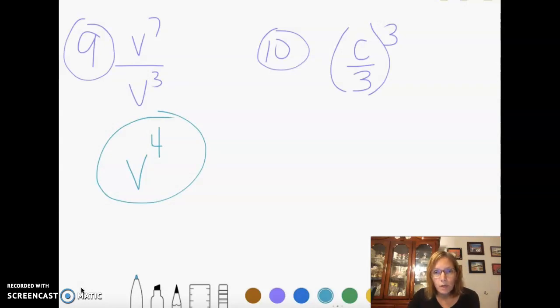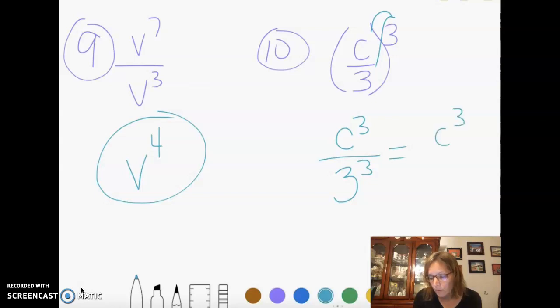Now on this one, it's kind of like what we did in the last section. You're going to put that 3 on top of everything that's inside your parentheses. So I'm going to get c to the 3rd on top and 3 to the 3rd on the bottom. Now I can work out that bottom number. C to the 3rd power is going to stay the same. And then 3 to the 3rd power is like 3 times 3 times 3, which is 27. Or you could use your calculator to solve that.